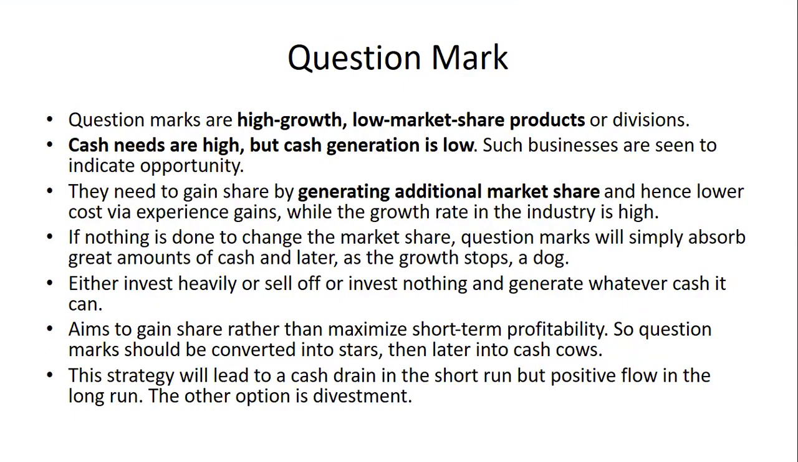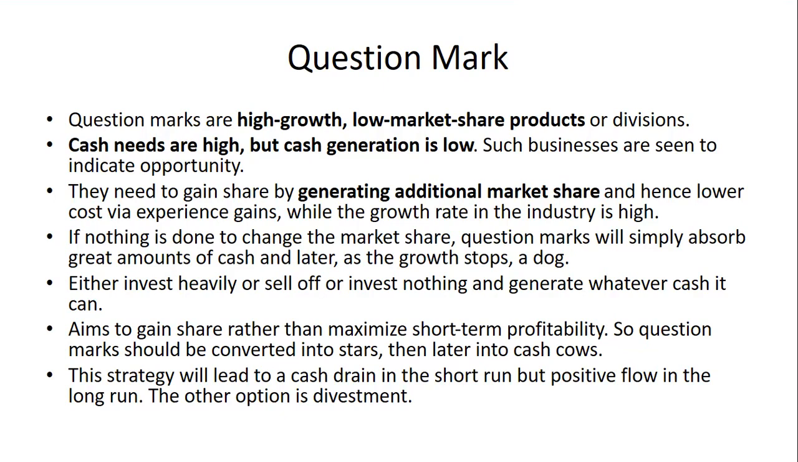Then we have the question mark, and then the dog. Sorry, this was the quadrant I was missing. So question mark is basically high growth. This is how it comes in match the following, and that's the reason I have highlighted it in bold. When you're listening to the lecture, you can even take notes down. So the question mark is the high growth, low market share product. The cash needs are high, and cash generation is low. They need to gain share by generating additional market share.